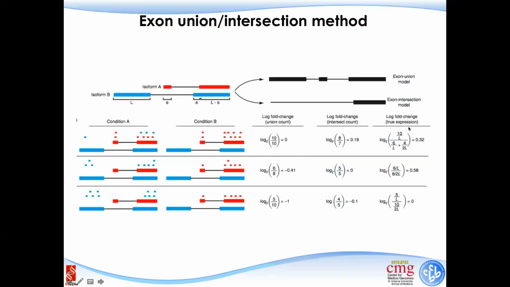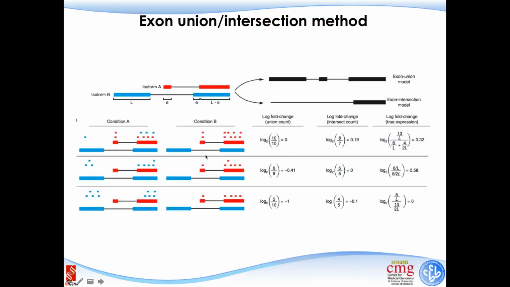But the true fold change, how to compute it: it is 10 divided by L total, normalized to this value. 6 divided by L is the number of reads from isoform A, and 4 divided by 2L is the number of reads from isoform B, normalized by the length of isoform B. And in condition B, all of the counts are from the second isoform, isoform B, divided by the length of isoform B. So here you can just ignore this. Put it aside a little bit, and first try to understand this part, how to compute this part.